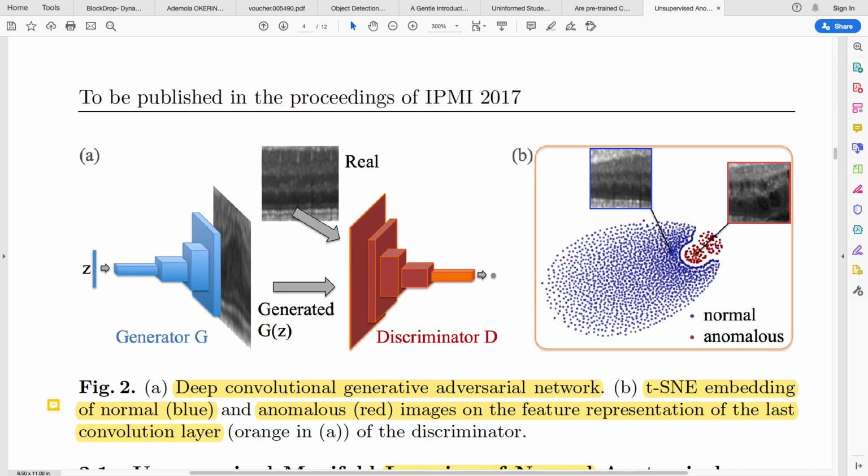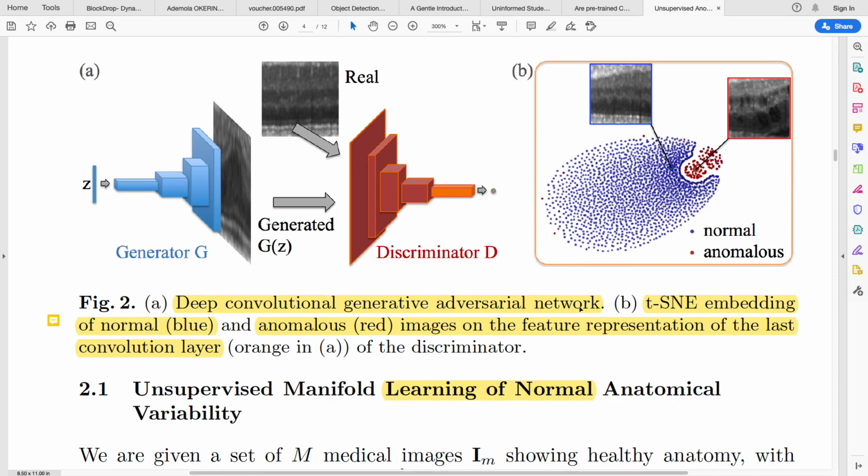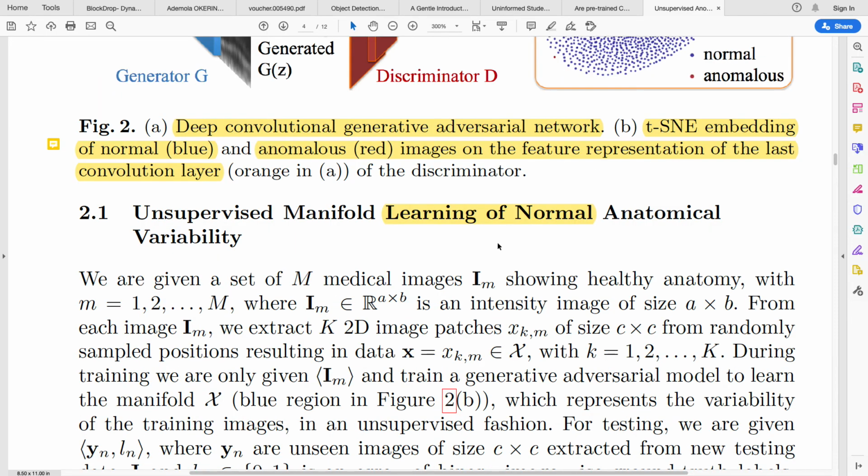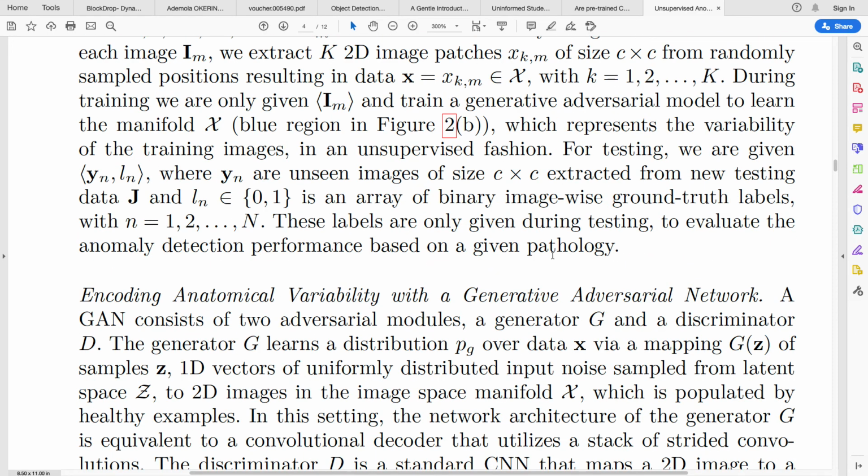And they discovered that you have white, some blue, and some red, and the blue represents the normal points while the red represents the abnormal points. You can see that it clearly demarcates where the anomalies are and where the normal points are. There's a clear demarcation there. Okay, so these are details of the unsupervised manifold learning of the normal anatomical variability. We will come back to some of these in the next walkthrough.